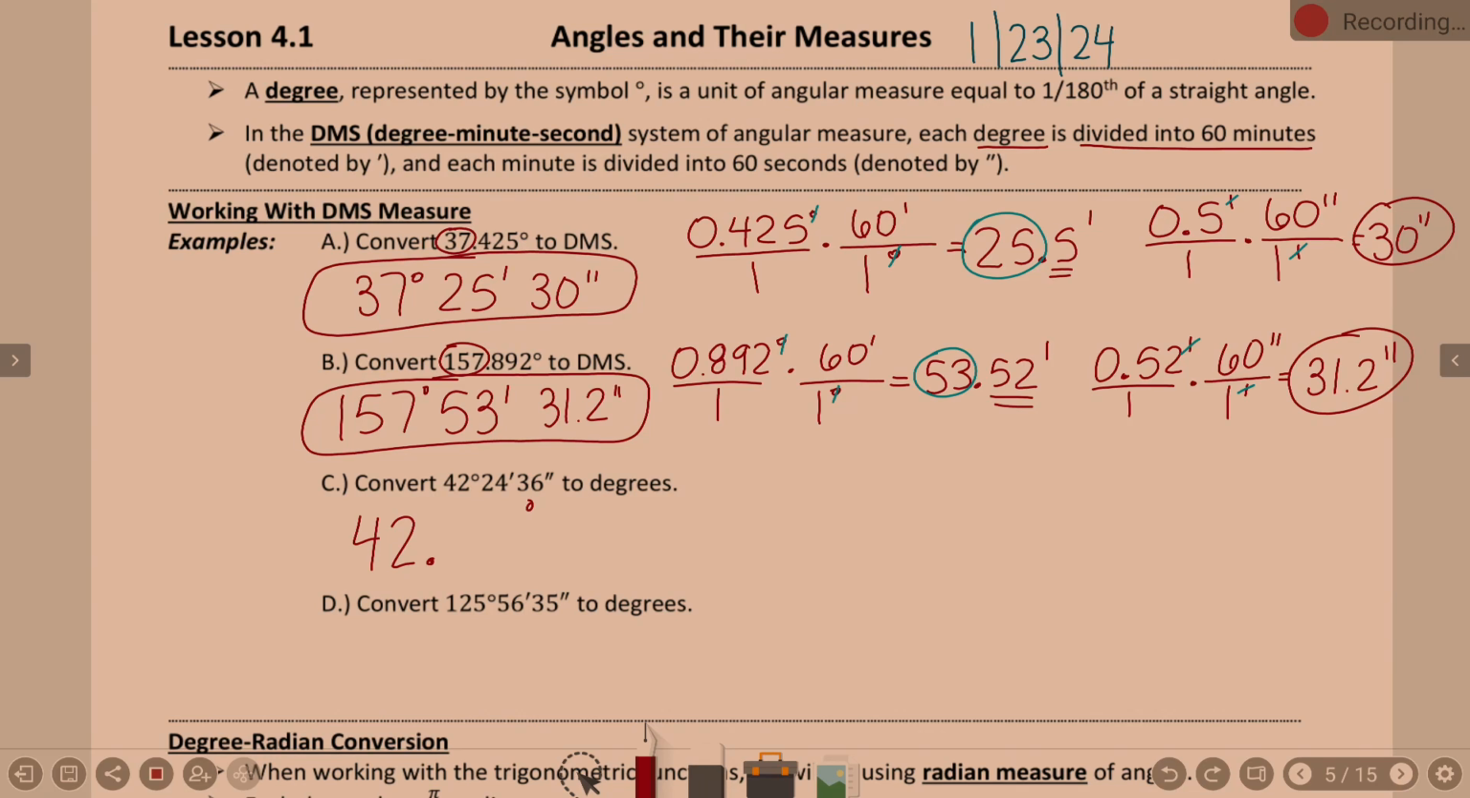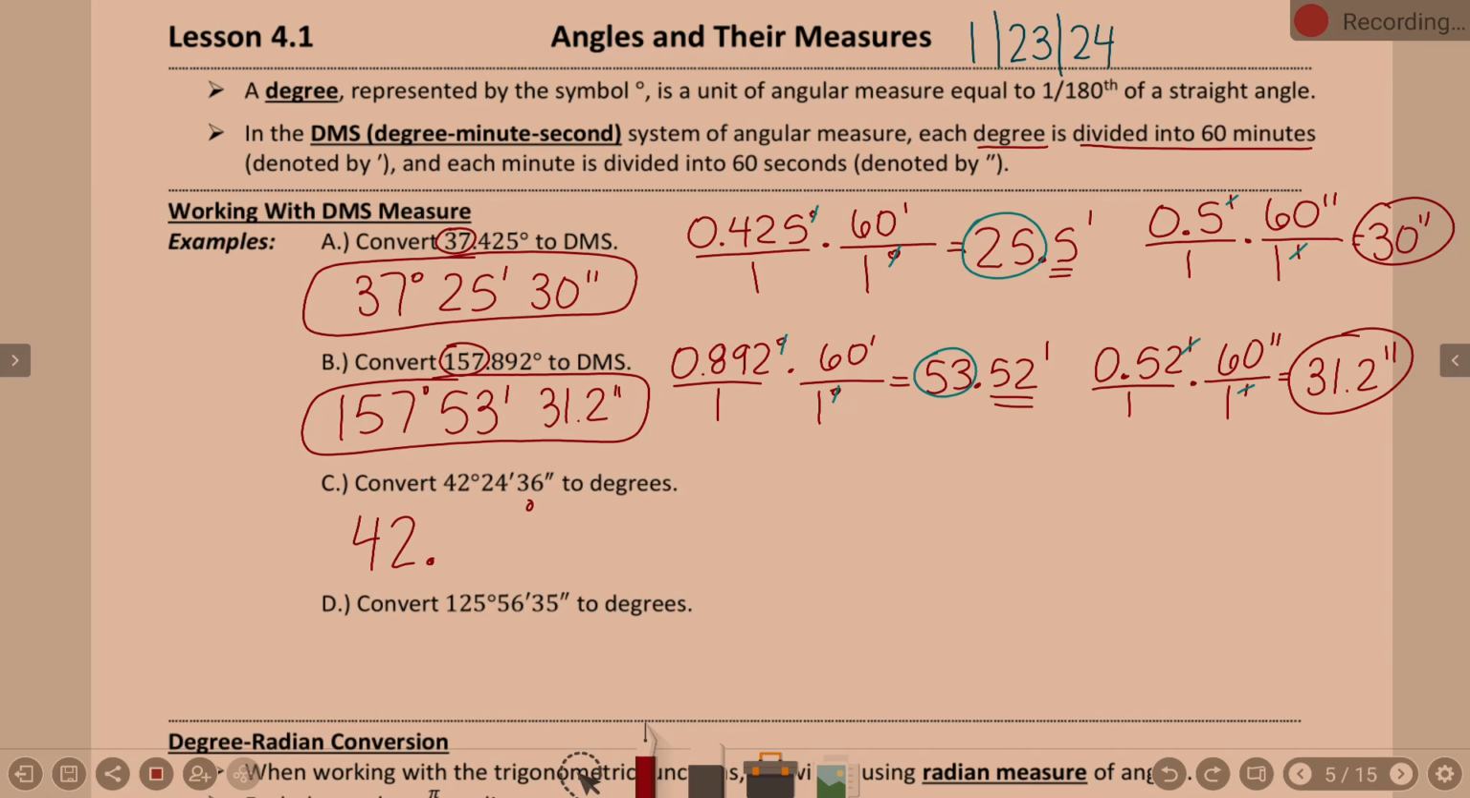Do we know the something? We don't know the something. Okay? And so that's where we're going to have to take the 24 minutes and the 36 seconds. What are we going to have to do to convert 24 minutes? Divide it by 60. Divide it by 60 because what were we doing to go the other way? Multiply. We are multiplying by 60. So now to reverse it, we can divide by 60.